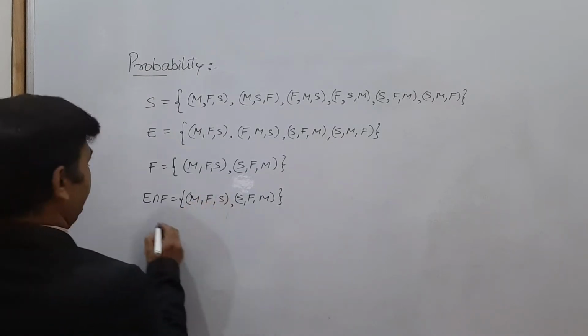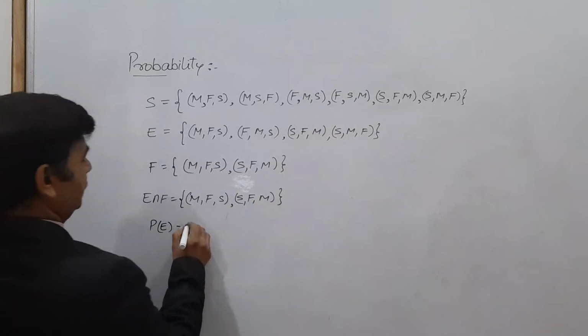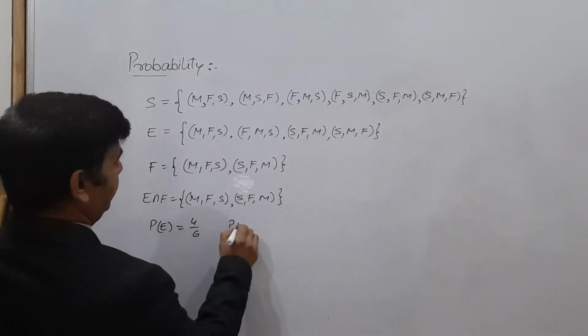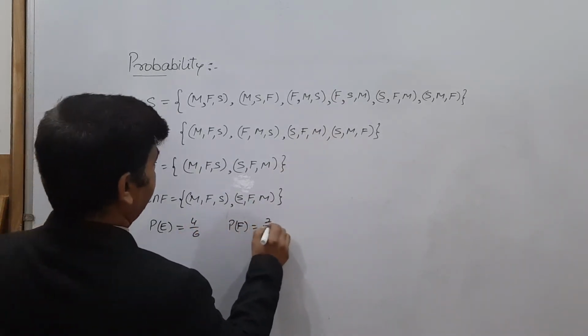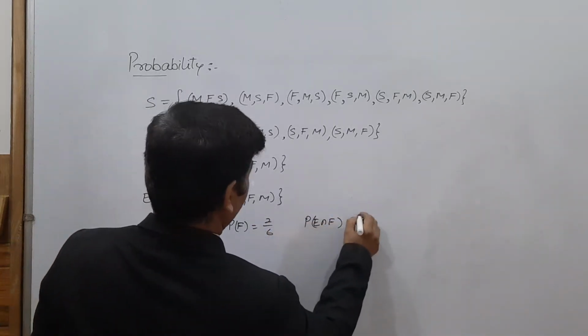So what about probability of E? This is given that 1, 2, 3, 4. This is 4 by 6. What about probability of F? It is 2 by 6. What about P of E intersection F? This is equal to 2 by 6.